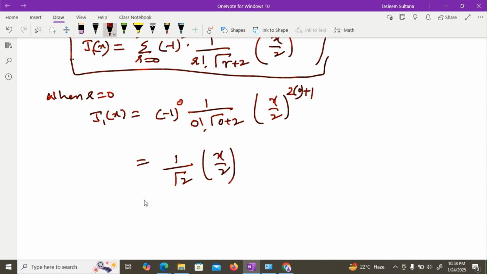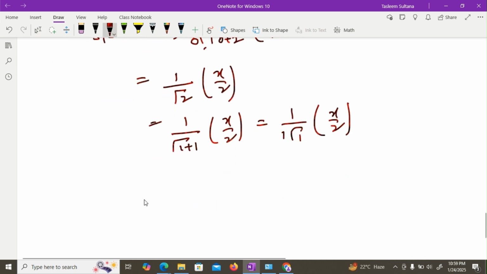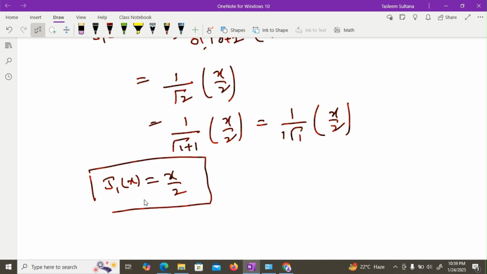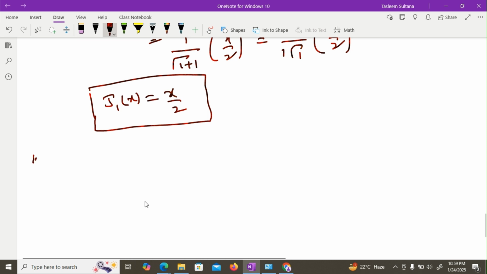Something to the power of 0 is equal to 1, 0 factorial is equal to 1, where gamma 2 can be represented as gamma n plus 1, that is 1 plus 1. We can write gamma 2 of x by 2 to the power of 1, where we know that gamma n plus 1 is equal to n into gamma n. So when r is equal to 0, we got the first value, J1 of x is equal to x by 2. Now we'll move on to when r is equal to 1.